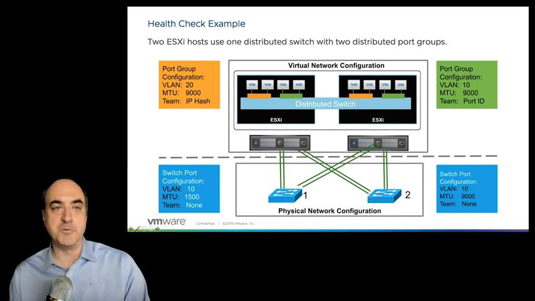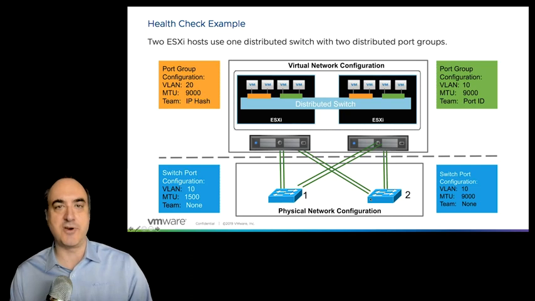The green port group, well, that one looks a little bit better. It's got VLAN 10 that matches to both of the different switch ports. It's using MTU 9000. So again, that one is okay on the right-hand switch port, but the left-hand switch port is not correct. At least they're not matched correctly. And then its teaming policy is set to port ID, which basically requires no special teaming policy on the physical switch ports. So as far as the physical switch ports with that port group and the teaming policy, they're okay.